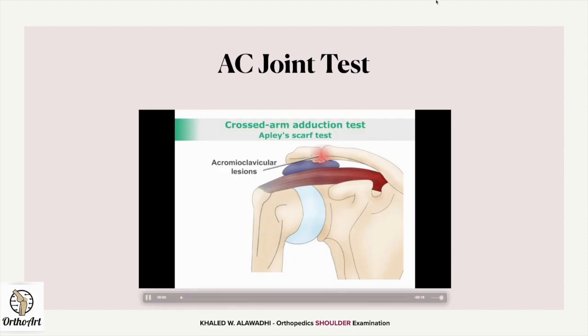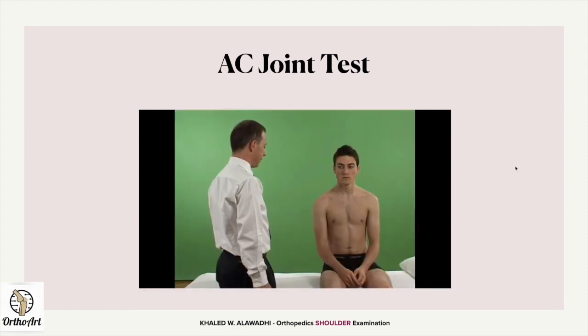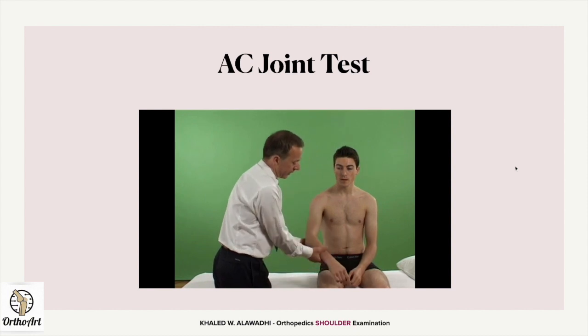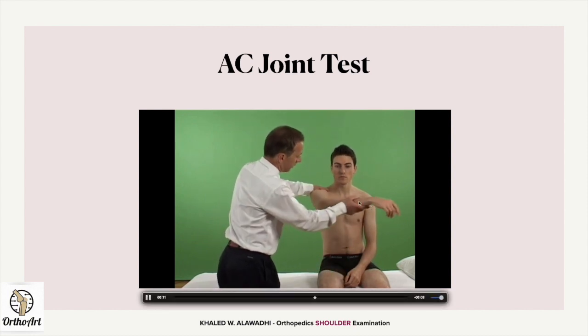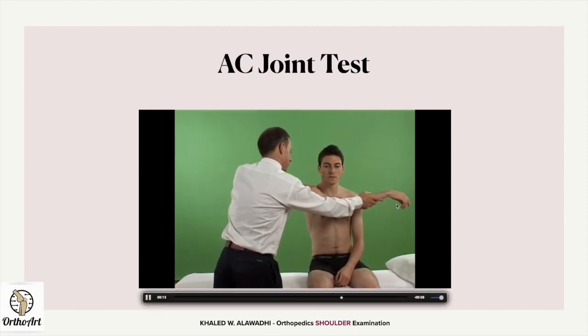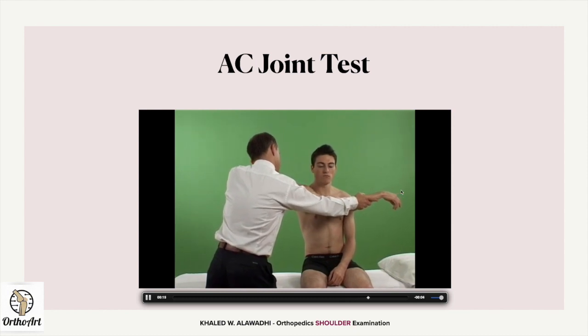So this is a video. Usually there's a lesion at that area. So this is arthritis. Some people call it Apley's scarf test, the other name for the acromioclavicular cross test. So he forward flexes to 90 degrees and crosses the arm across the body as much as he can.